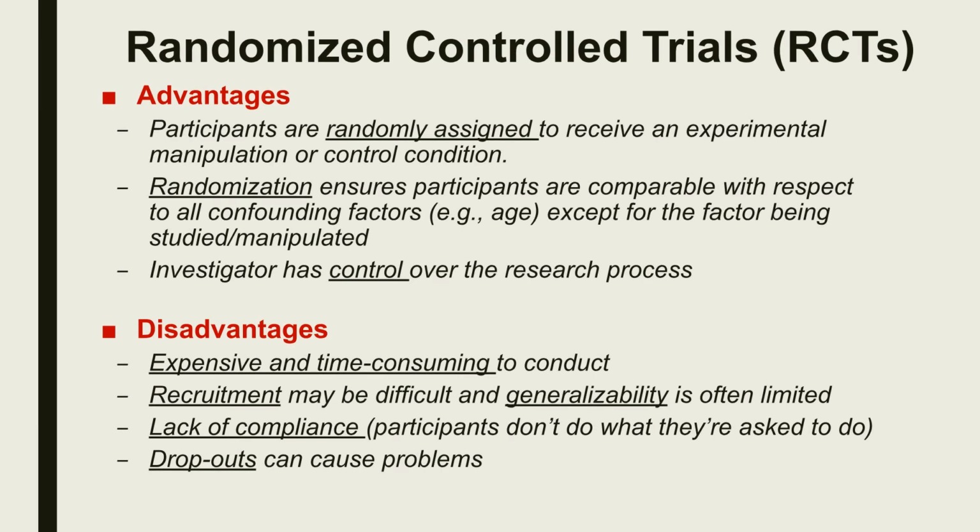Now, let's discuss the advantages and limitations of randomized controlled trials. One major advantage of RCTs is randomization. By randomly assigning participants to groups, important characteristics such as age, gender, and motivation are expected to be evenly distributed. This helps minimize the influence of extraneous variables and strengthens the study's internal validity.